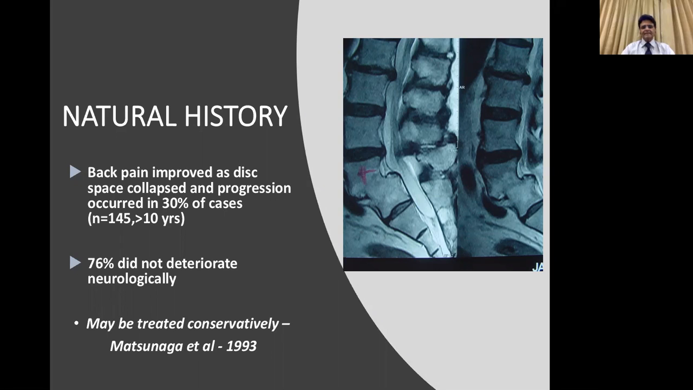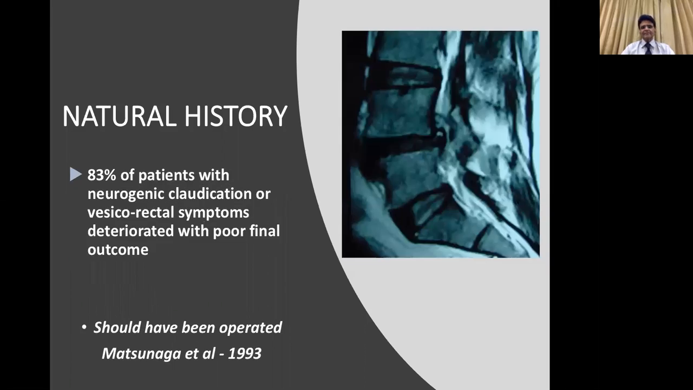Please understand, we should not necessarily wait till they develop bladder, bowel, sphincter symptoms, vesicorectal issues, which will probably give them a bad result in the long run. Hence, offer them surgery when they really deserve a decompression. 83% of patients with neurologic claudication or vesicorectal symptoms deteriorated with poor final outcomes. So don't wait till they get that bladder bowel symptoms. Please offer them surgery earlier.